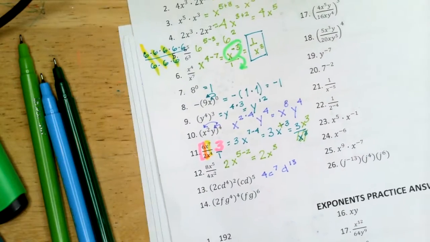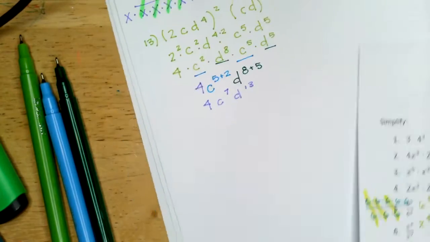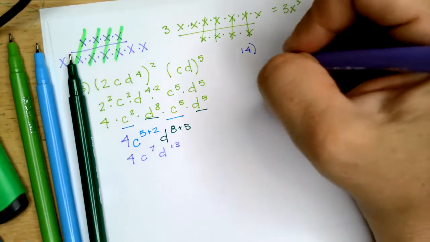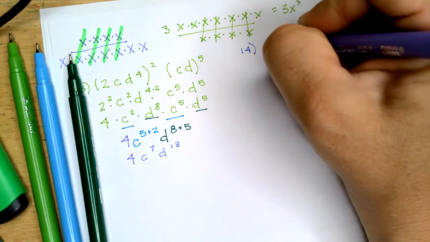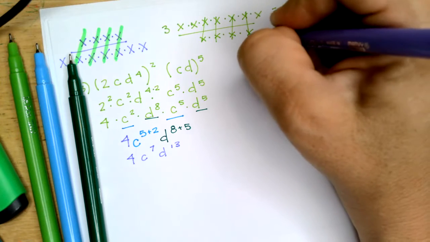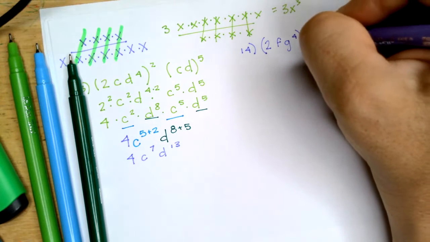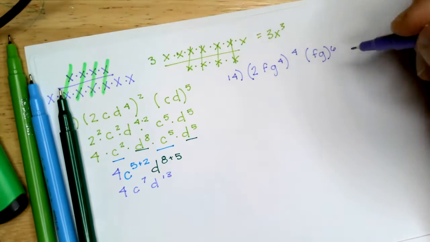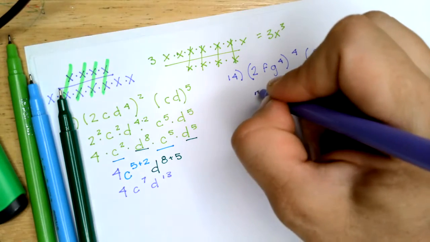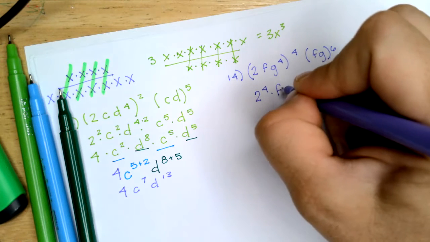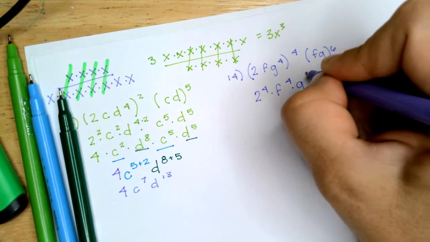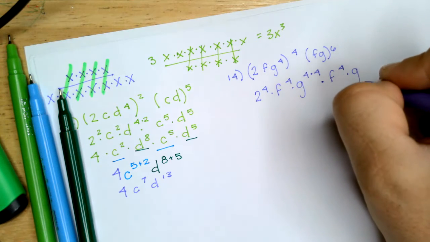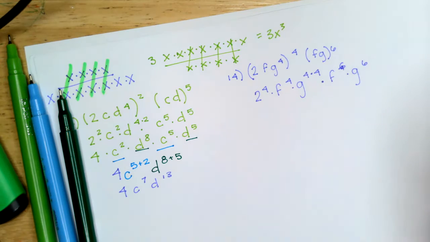All right, their next one was 14. And it is 2f g to the 4th raised to the 4th power, f g raised to the 6th power. It's not a very good exponent right there. I'm going to distribute that 4. So I have 2 to the 4th times f to the 4th times g to the 4 times 4, remember, times f to the 6th, g to the 6th.